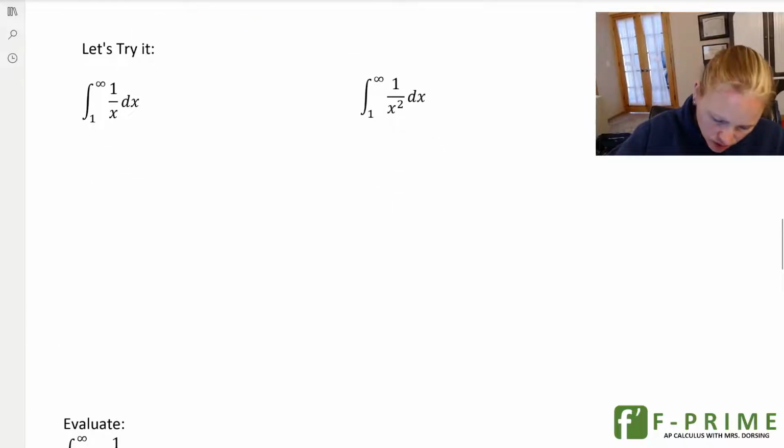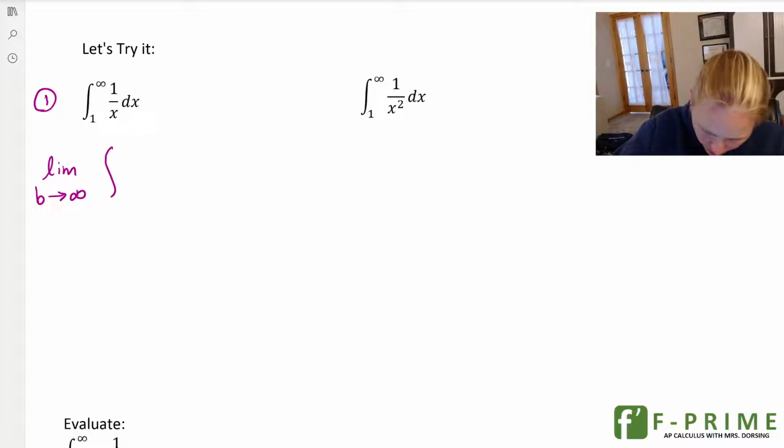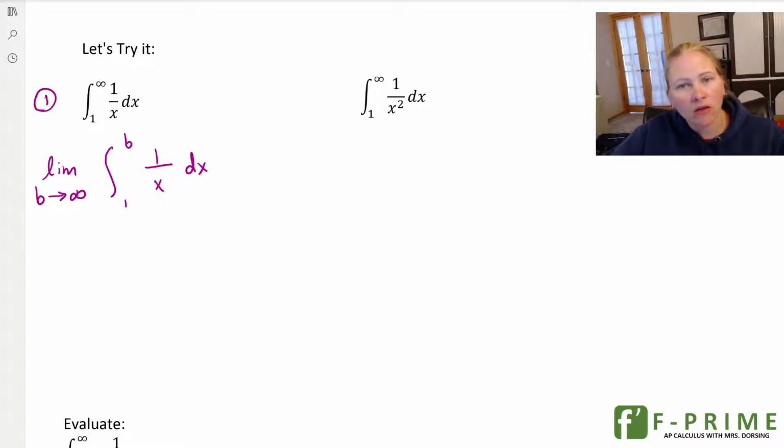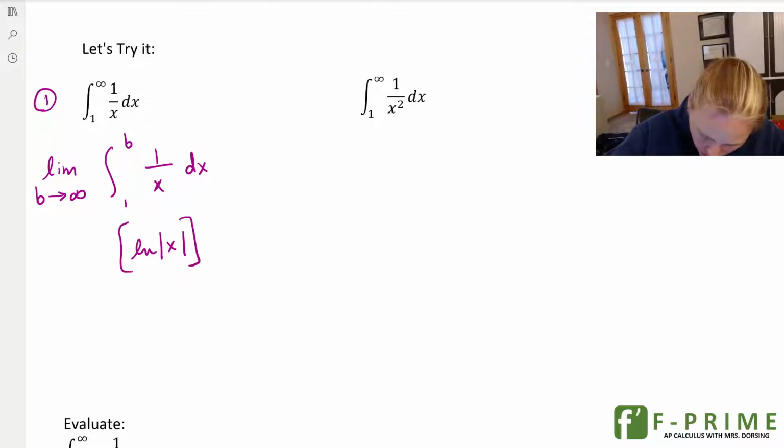So the first thing I'm going to do is we'll call this one number 1. Let's just do number 1. The limit as b approaches infinity from 1 to b. The first thing I do is this. Okay. Now I'm going to do my antiderivative, just like always. So 1 over x, the antiderivative is the natural log of x. And I'm going to go from 1 to b, the limit as b approaches infinity.